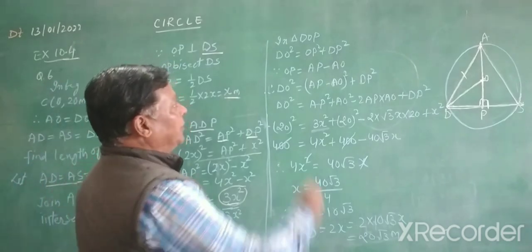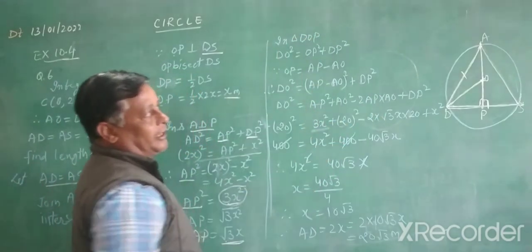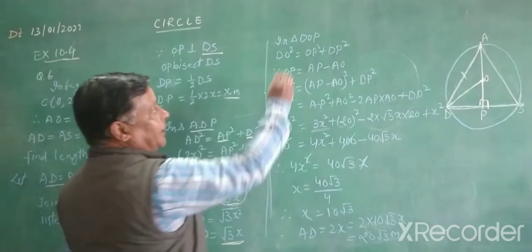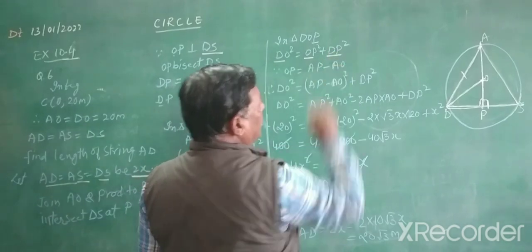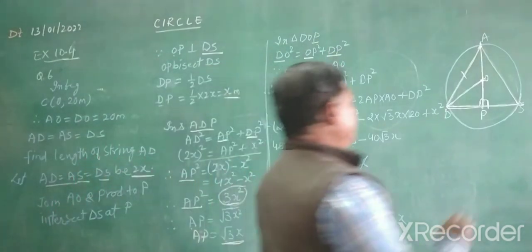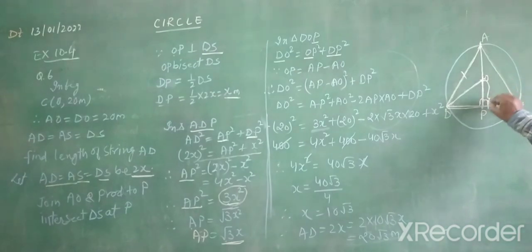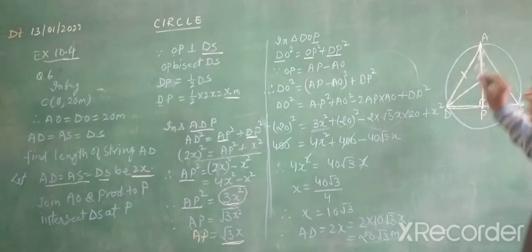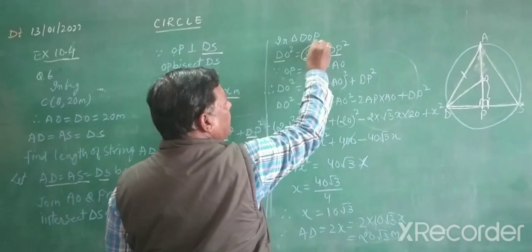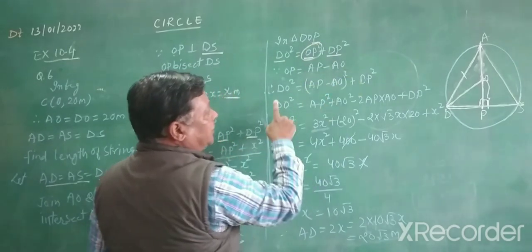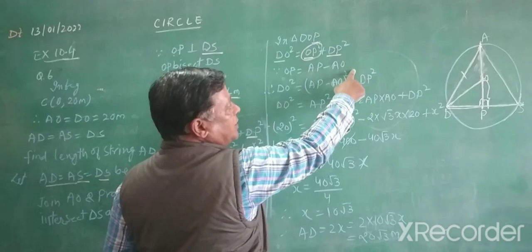Correct? Now we will take another triangle, the smaller triangle, that is DOP. In triangle DOP, again P is a right angle, so DO square equals OP square plus DP square. Now we don't have the value of this OP, so we will take the whole line AP, then we reduce AO, so we get OP. Correct? So according to this, OP equals AP minus AO. So we replace OP square by (AP minus AO) whole square. So DO square equals (AP minus AO) whole square plus DP square.